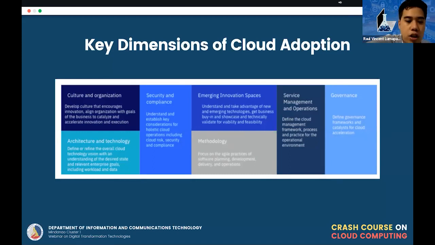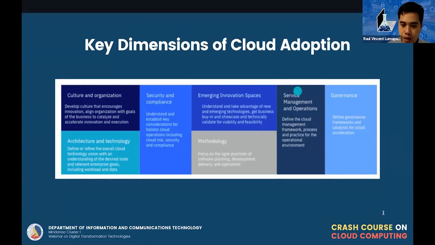Also, architecture and technology. Refine the overall cloud technology vision with an understanding of the desired state and relevant enterprise goals, including workload and data. You also need to properly envision how the technology that you will be using can supplement or help in the work that your organization does, and what the expectations are in terms of improving productivity, efficiency and effectiveness.